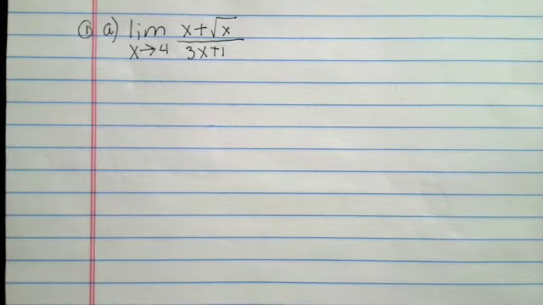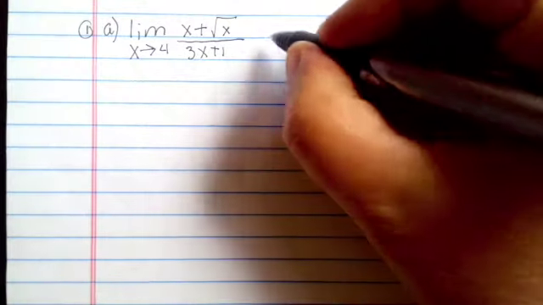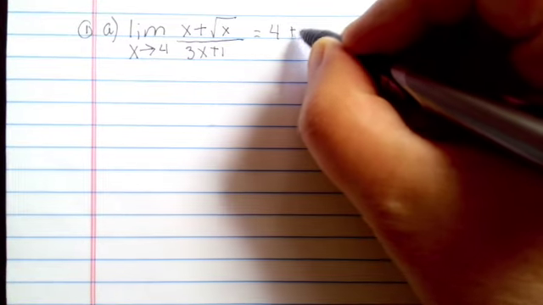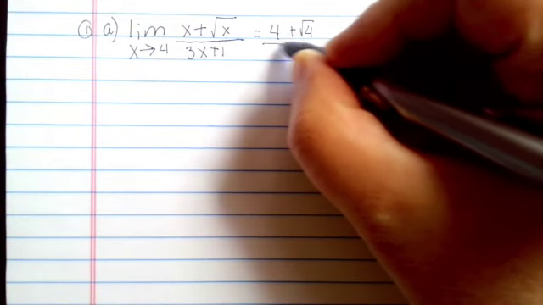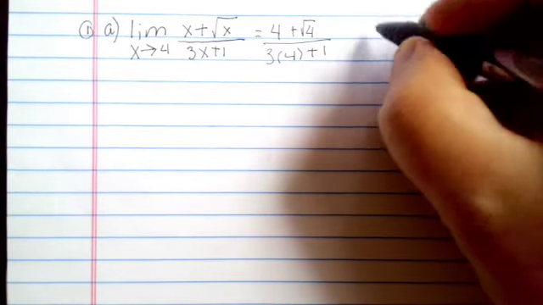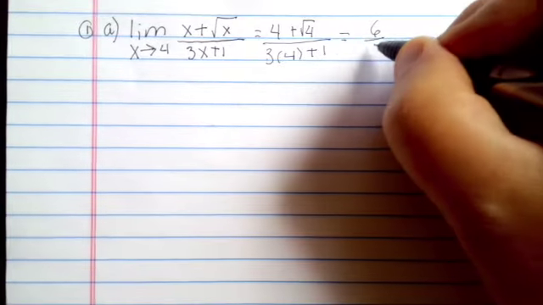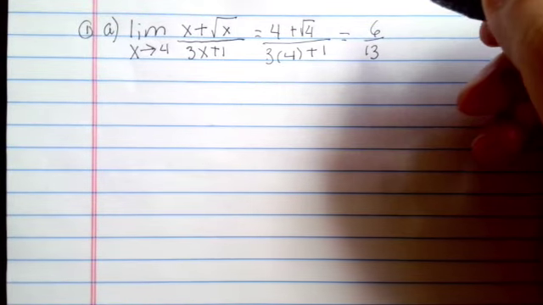Here we have the limit as x tends to 4 of the quantity x plus square root of x, divided by the quantity 3x plus 1. The first thing I would do is try to substitute in 4 for every value of x. If we do that, we get 4 plus root 4 over 3 times 4 plus 1. 4 plus 2 is 6. 12 plus 1 is 13. We get a real number.